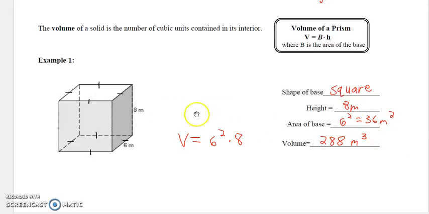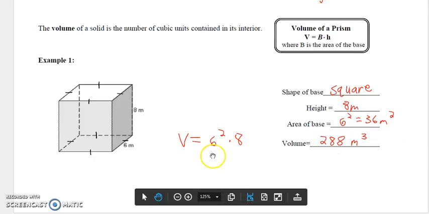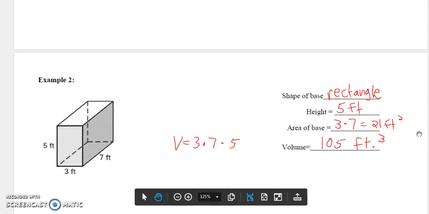Well, the height is the distance between the bases. Here's the two bases, ceiling and floor. This 8 is the distance between them. That's the height. So what's the volume? 6 squared times 8, 288. And remember, all volume is in units cubed. So far, so good, right?